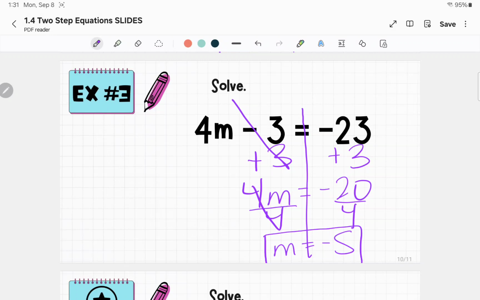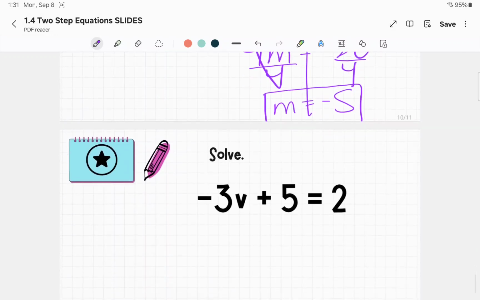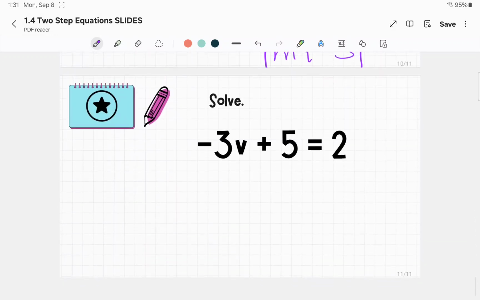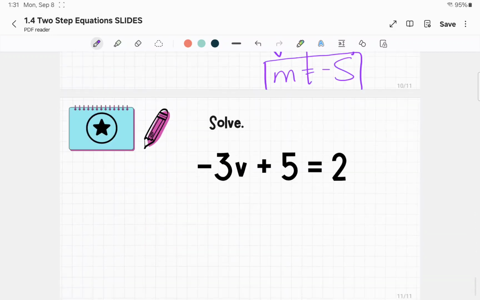So go ahead and pause the video last time and try this last one on your own. Go ahead. All right, and for some reason my tablet's not letting me scroll all the way down, but that's okay.